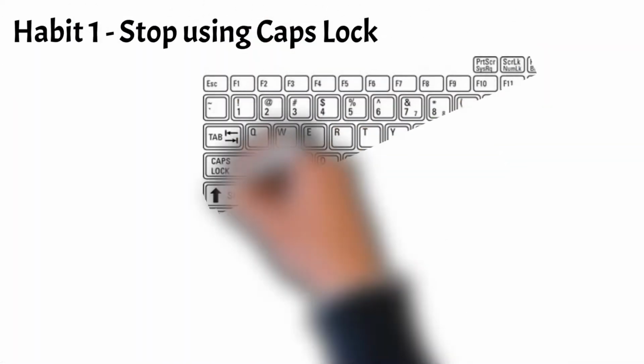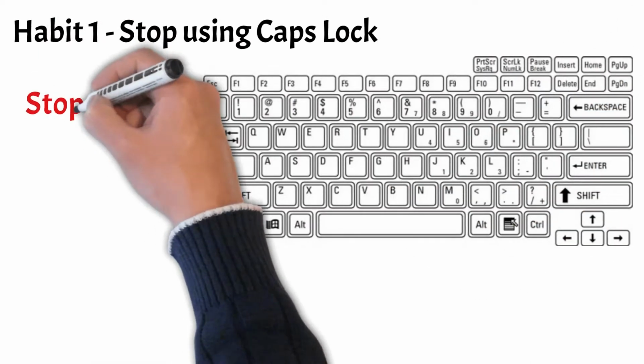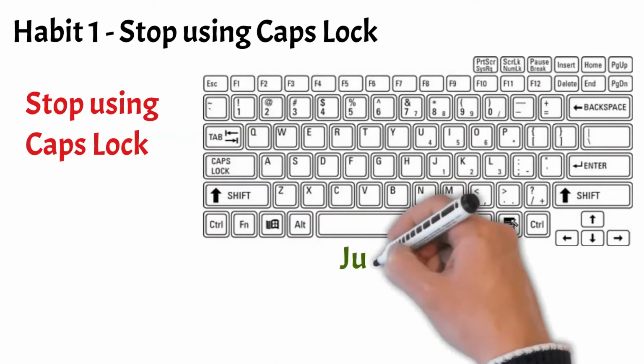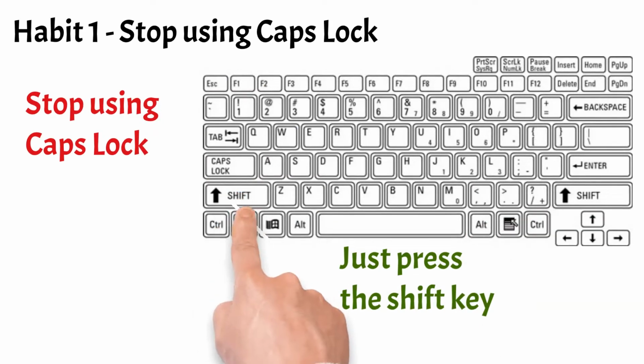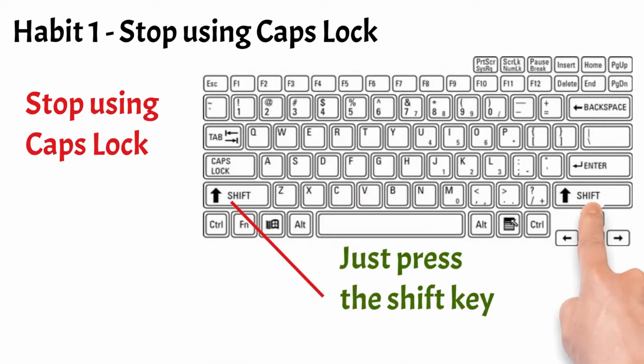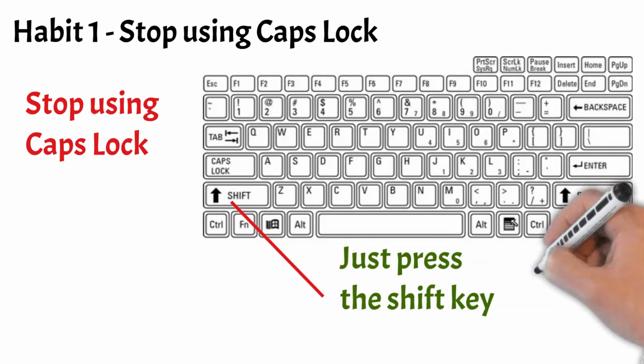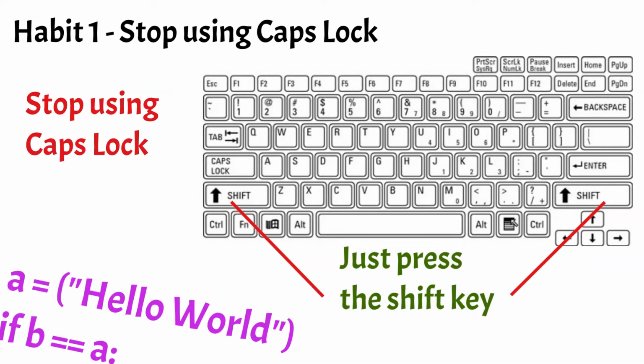Our first habit is to stop using the caps lock key and start using the Shift key a lot more. Now, as you all know, pressing the caps lock key will give you capital letters, but so will pressing the Shift key. And in the long run, learning to use the Shift key as second nature is going to save you a lot of time. When you start writing code, you're going to have to use all sorts of punctuation, and the Shift key is the way to get to those.